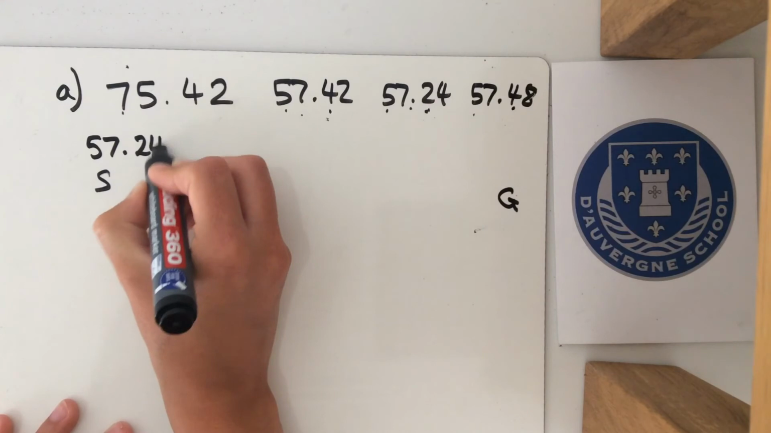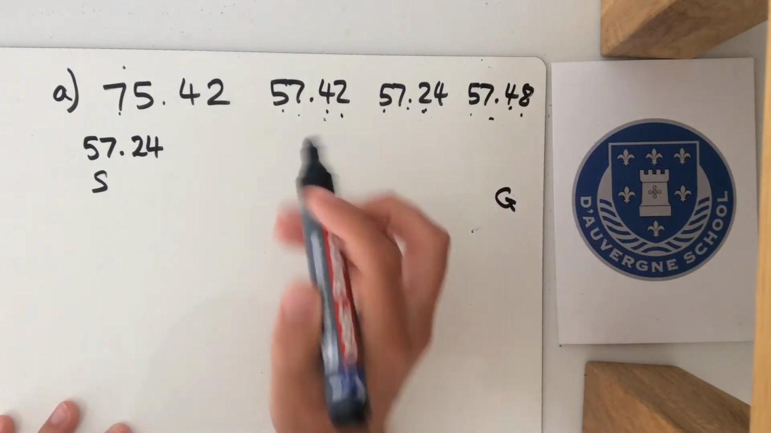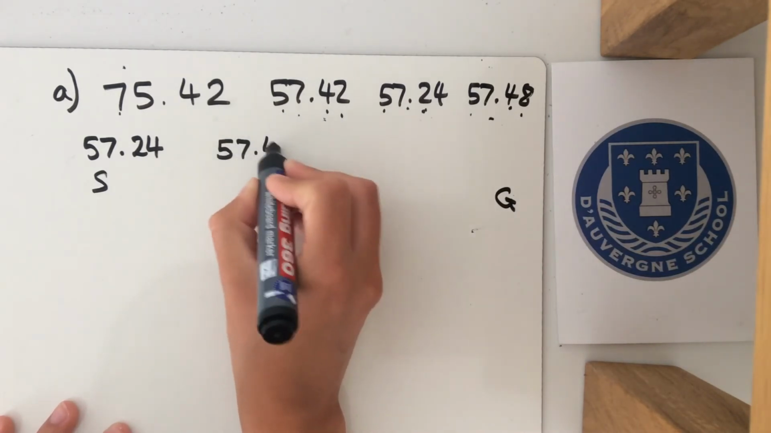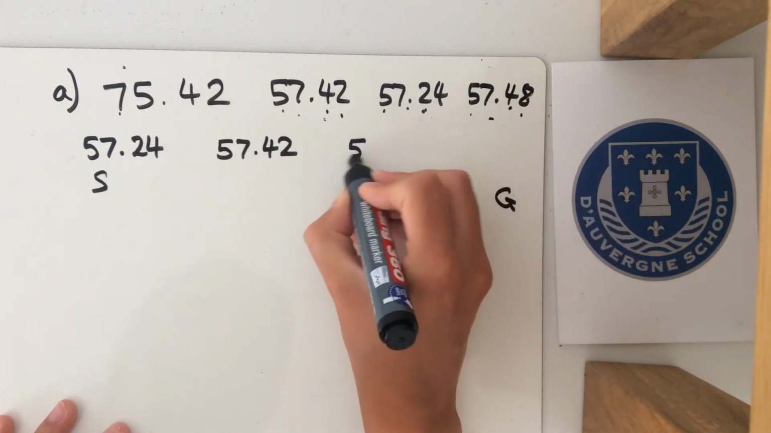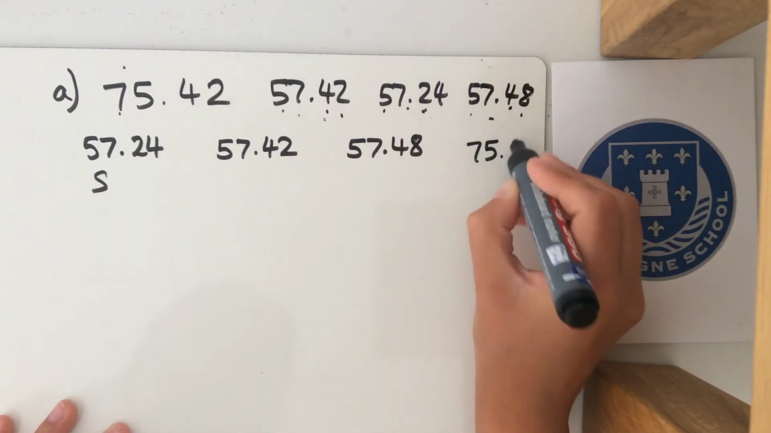Then the next smallest out of these two, we go to our hundredths column. We've got 2 and we've got 8. So 2 is the smallest, so it's 57.42. Then it's 57.48, and the greatest is 75.42. Okay.